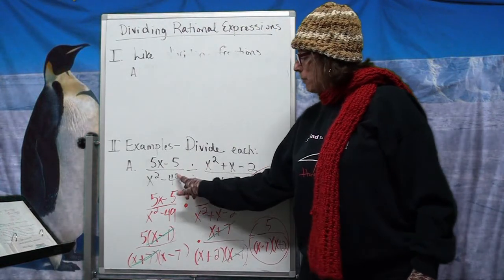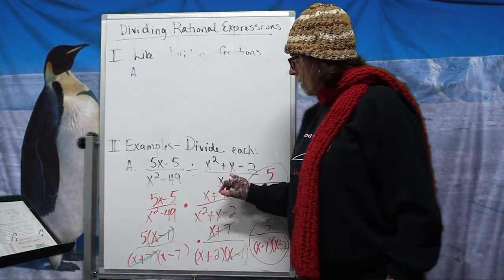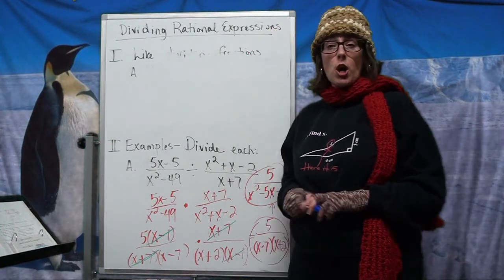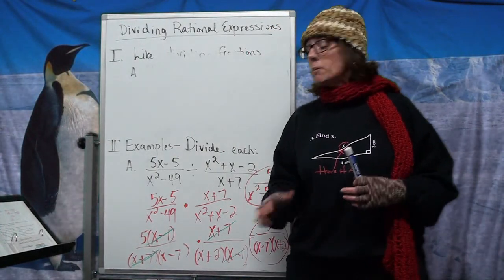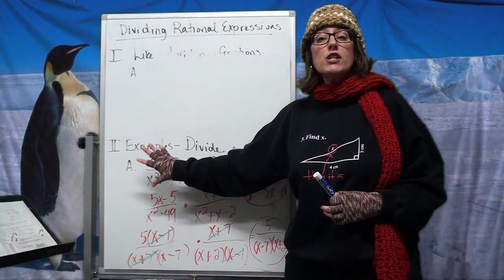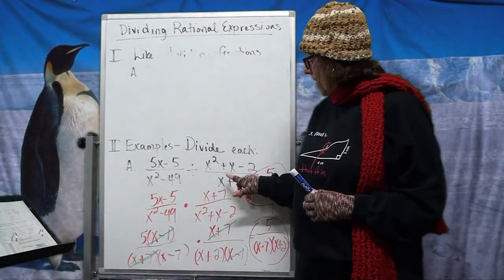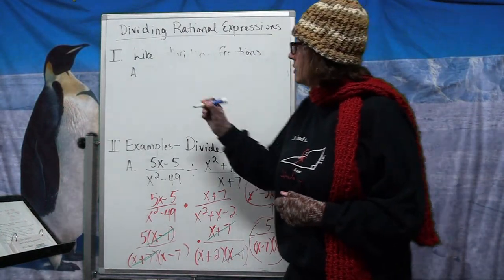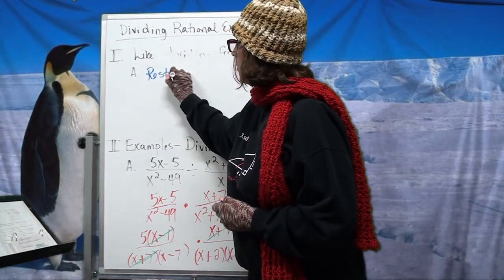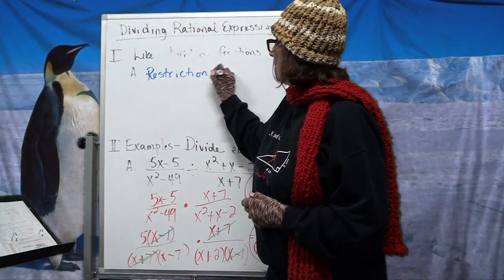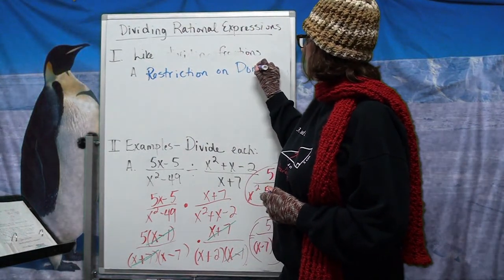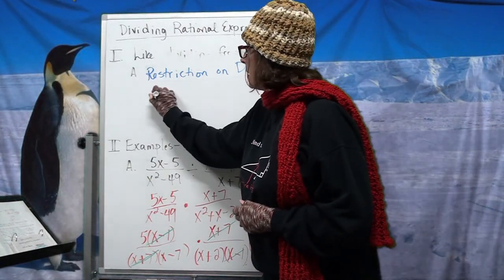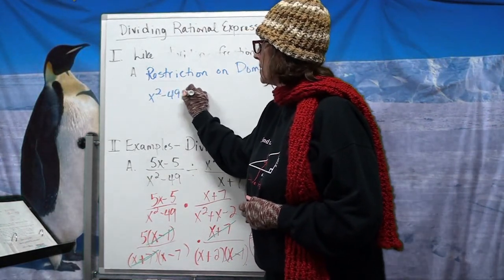In this first example, I have a denominator right here, but I also have a denominator right here. I need to ensure that neither one of those denominators comes up to be a 0, because remember, if I have a 0 down here, this fraction no longer exists. If I have a 0 down here, this fraction no longer exists. So when I look at that restriction on that domain, I need to say, well, this x squared minus 49, it better not be a 0.